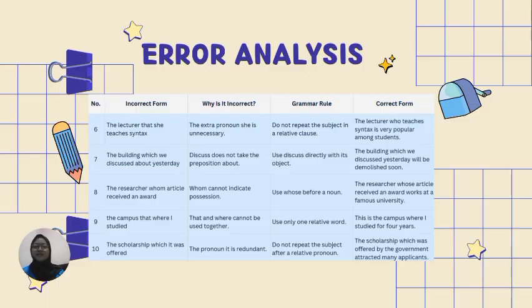The ninth sentence contains "but," "that," and "where" together. Only one relative word is needed, so the correct sentence is "This is the campus where I studied for 4 years." And the last mistake is using "which" together with "it." The pronoun "it" should be removed because the relative pronoun already functions as the subject.